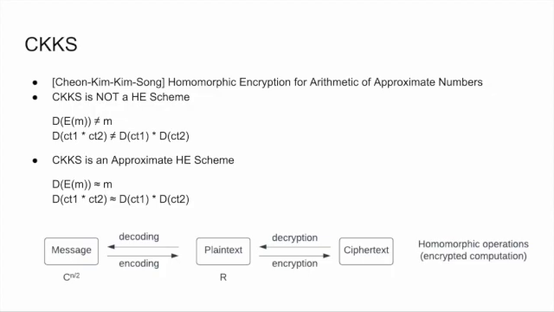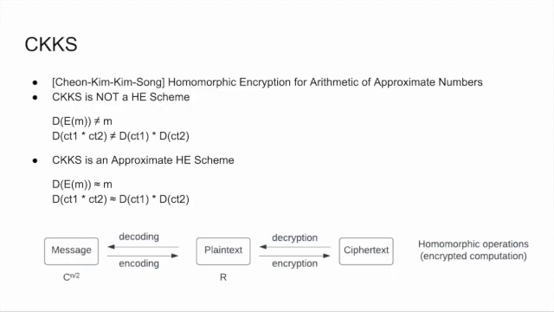I'm not getting into the whole depth of how CKKS works because it is not important in the scope of our problem. So CKKS is a short form for Cheon Kim Song, which are the authors of this encryption scheme, and it is also known as HEAAN, which is homomorphic encryption for arithmetic of approximate numbers.